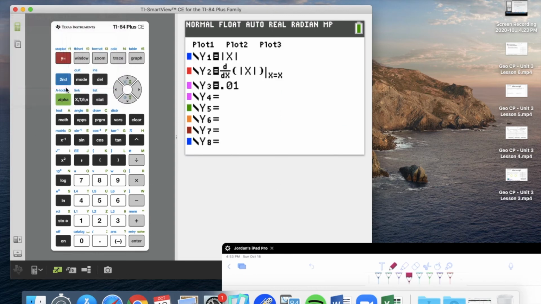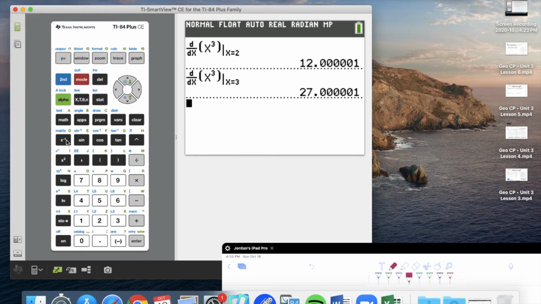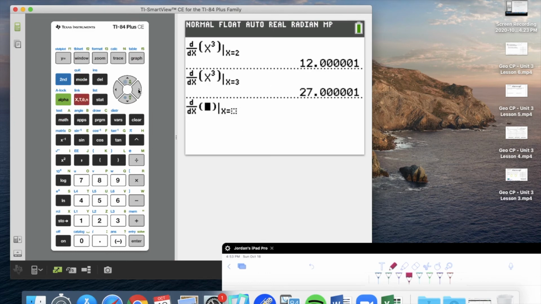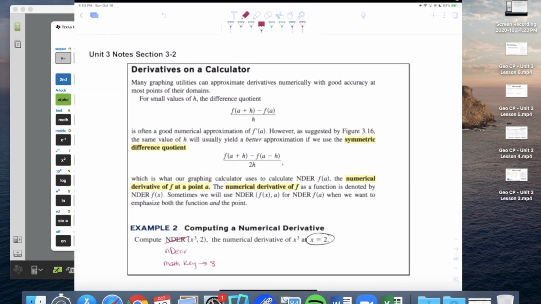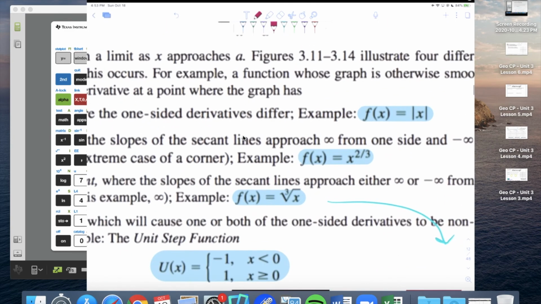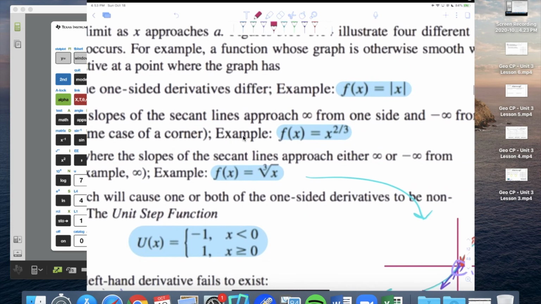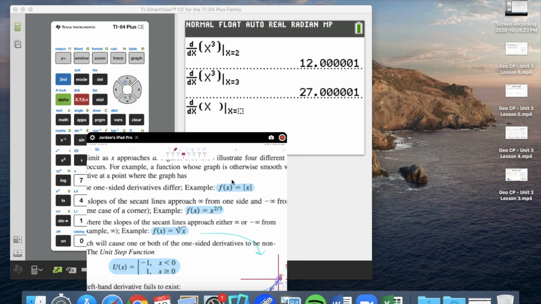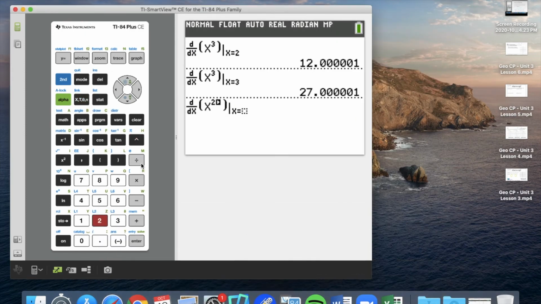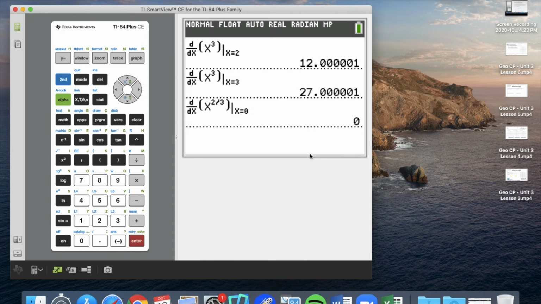But again, even on the home screen, you hit dy/dx. You throw in your absolute value, and there's a problem there, right? Or how about x to the 2/3? Didn't we have a problem at x to the 2/3? Let's see. X to the 2/3 ended up being a cusp. Okay, let's check that out. Whoops. X to the 2/3. At where? 0? Another problem. All right. So you just gotta be careful.